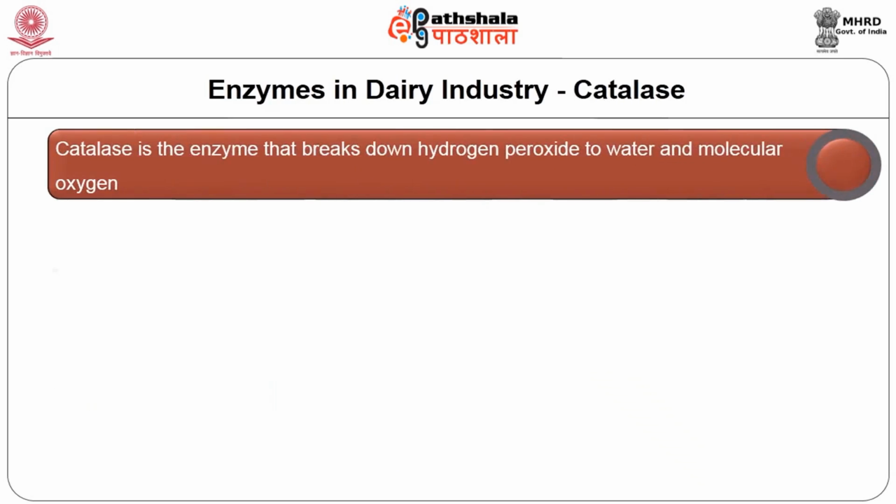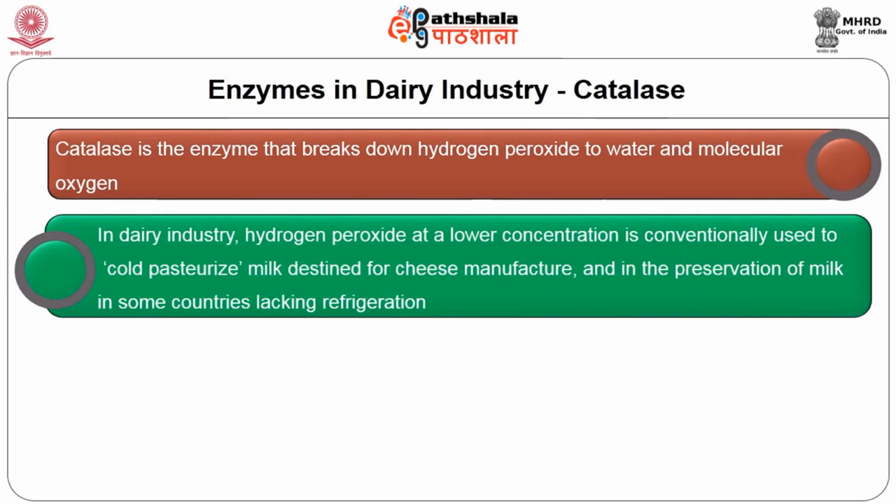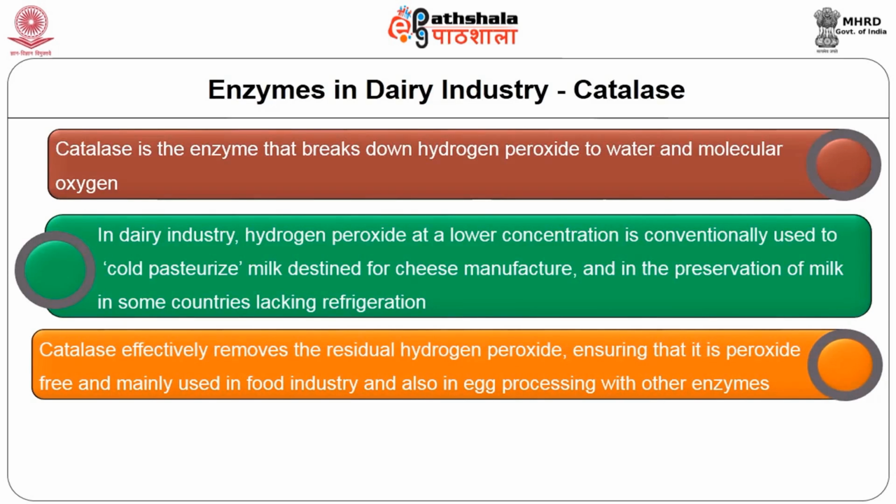Yet another important enzyme is catalase. Catalase is the enzyme that breaks down hydrogen peroxide to water and molecular oxygen. In the dairy industry, hydrogen peroxide at a lower concentration is conventionally used to cold pasteurize milk destined for cheese manufacture and in the preservation of milk in some countries lacking refrigeration. Catalase effectively removes the residual hydrogen peroxide, ensuring that it is peroxide free, and is mainly used in the food industry and also in egg processing with other enzymes.